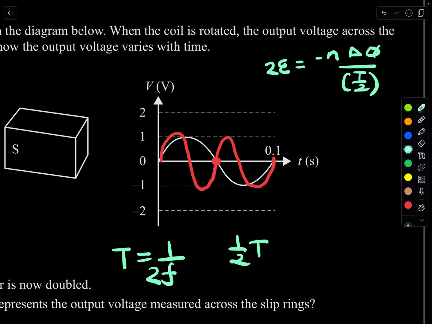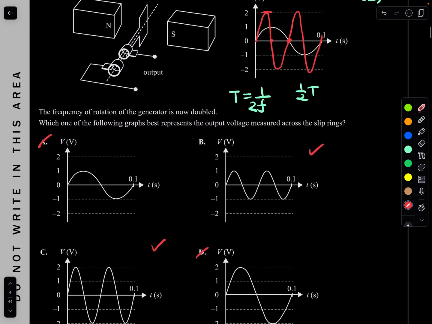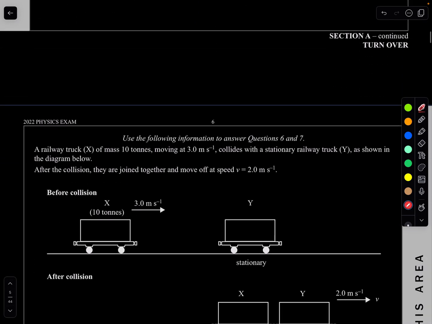So we've doubled the amplitude. So in this case, this graph will still have that, but it would look like this. Like that. It would be double the amplitude, which looks like C is your answer. Done. Question 6 and 7.